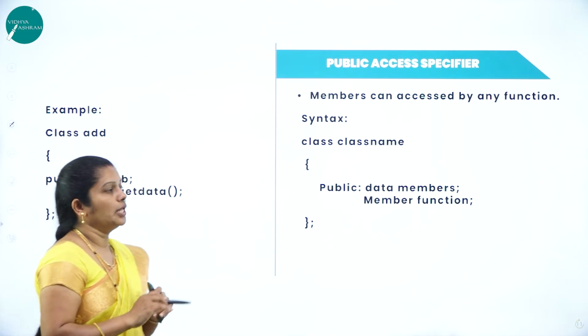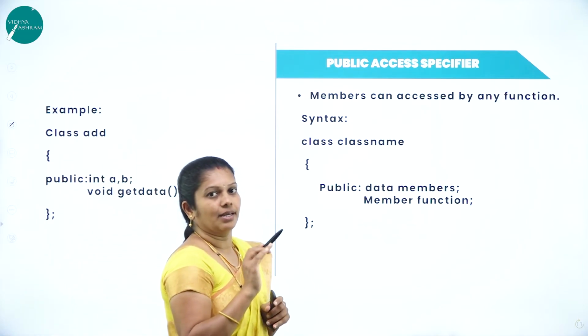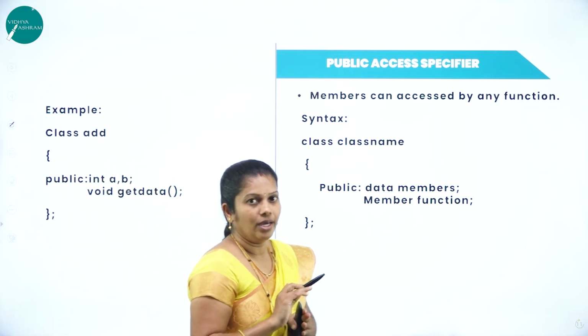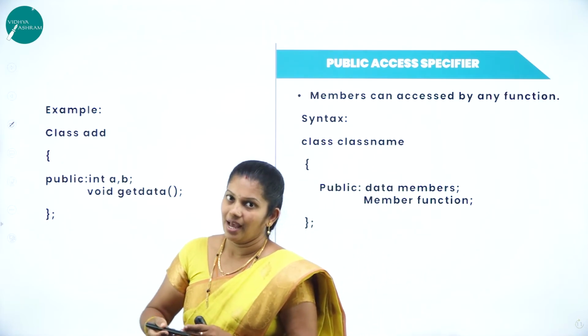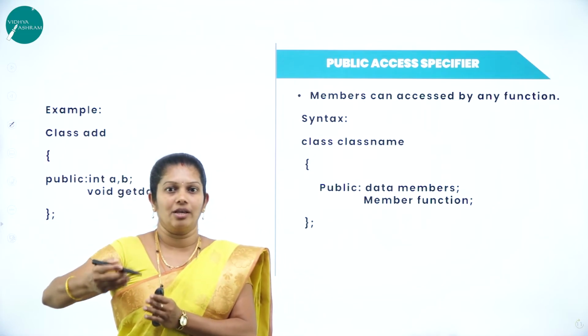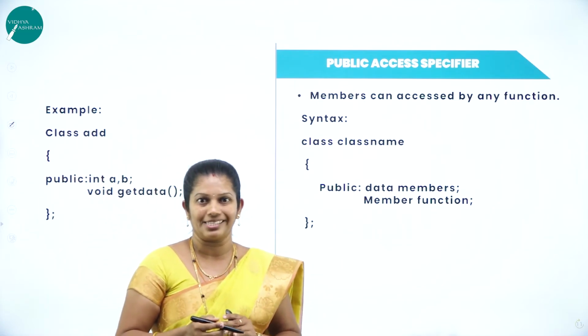Next we'll discuss the public access specifier. Consider the patient is in a public ward. Then who can see them? The family members, friends, as well as those who want to see or those who don't want to see, they can also access you, is it not?